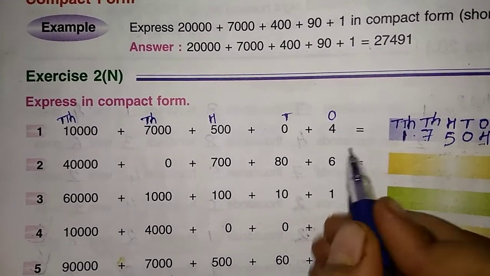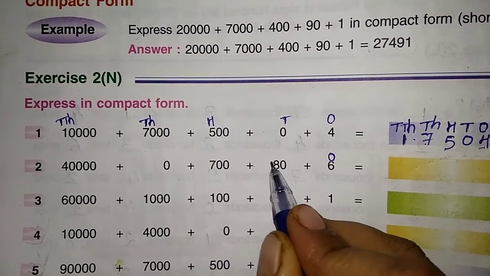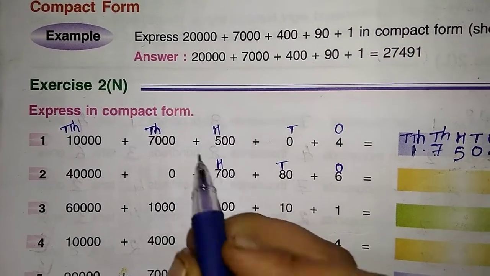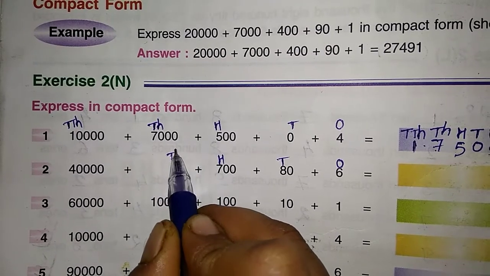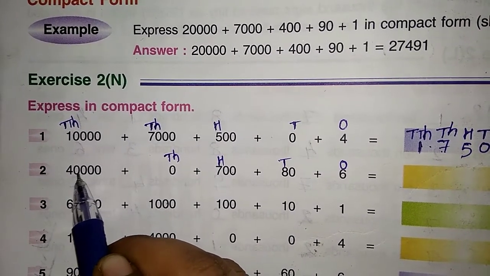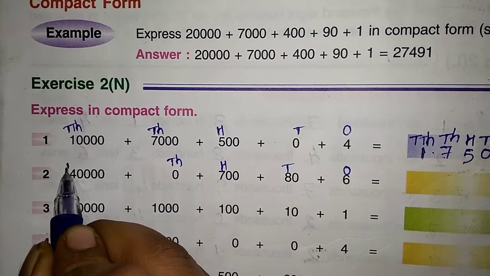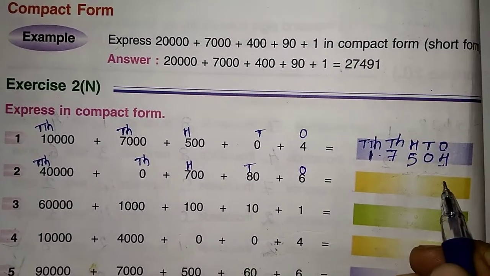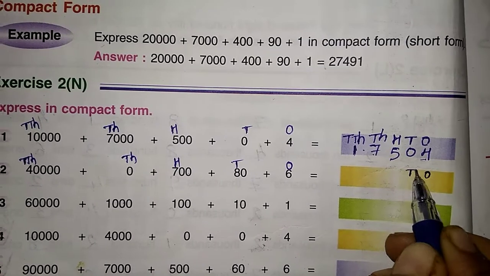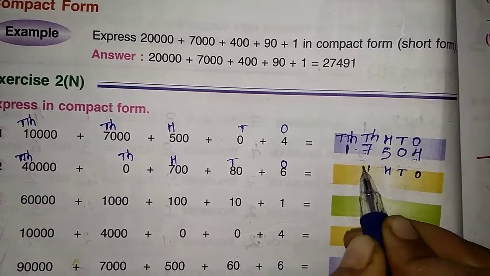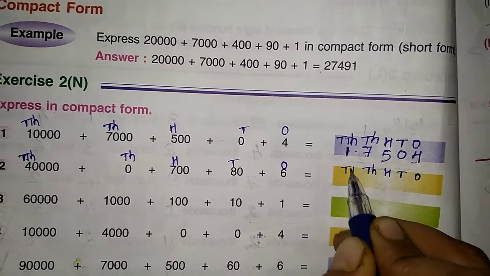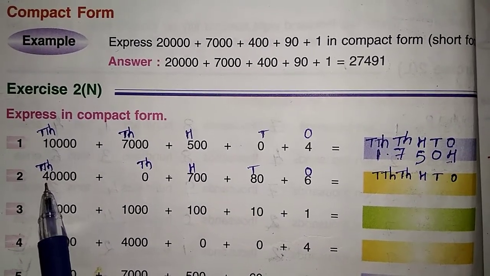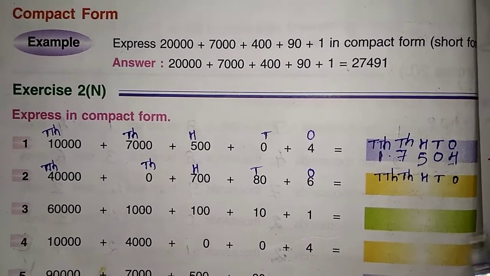First you have to write ones, tens, ones, tens, hundred. Here 1,000 plus 0 is there. Ones, tens, hundred, thousand, 10,000. Now you have to write here ones, tens, hundred, thousand, 10,000. Now you can see here, in the 10,000 place 4 is there, children. Then you have to write here 4.